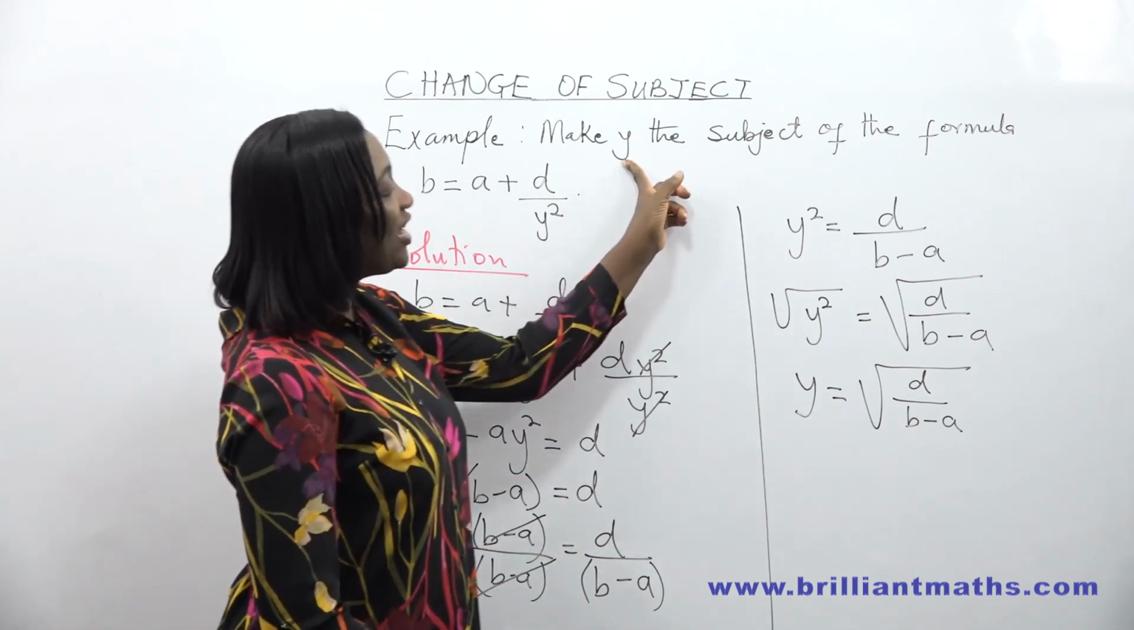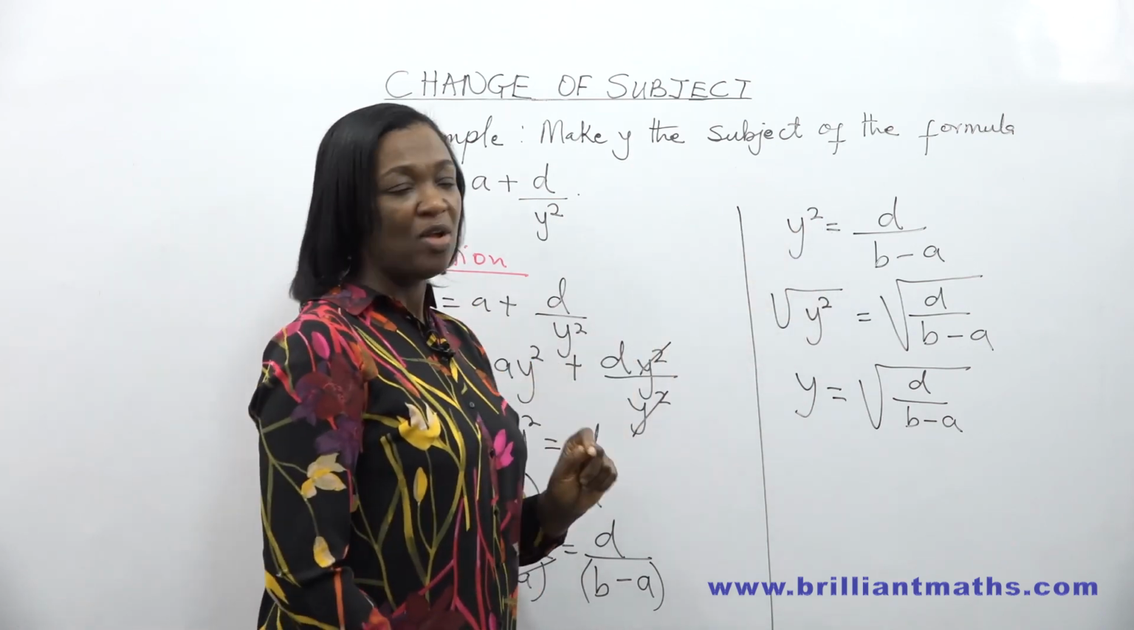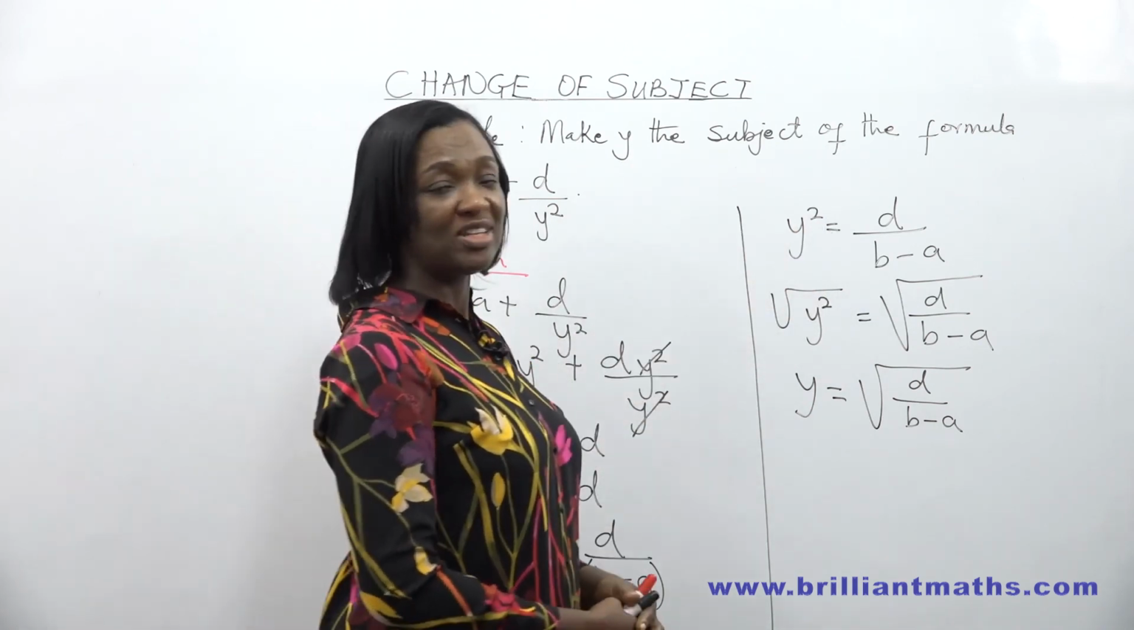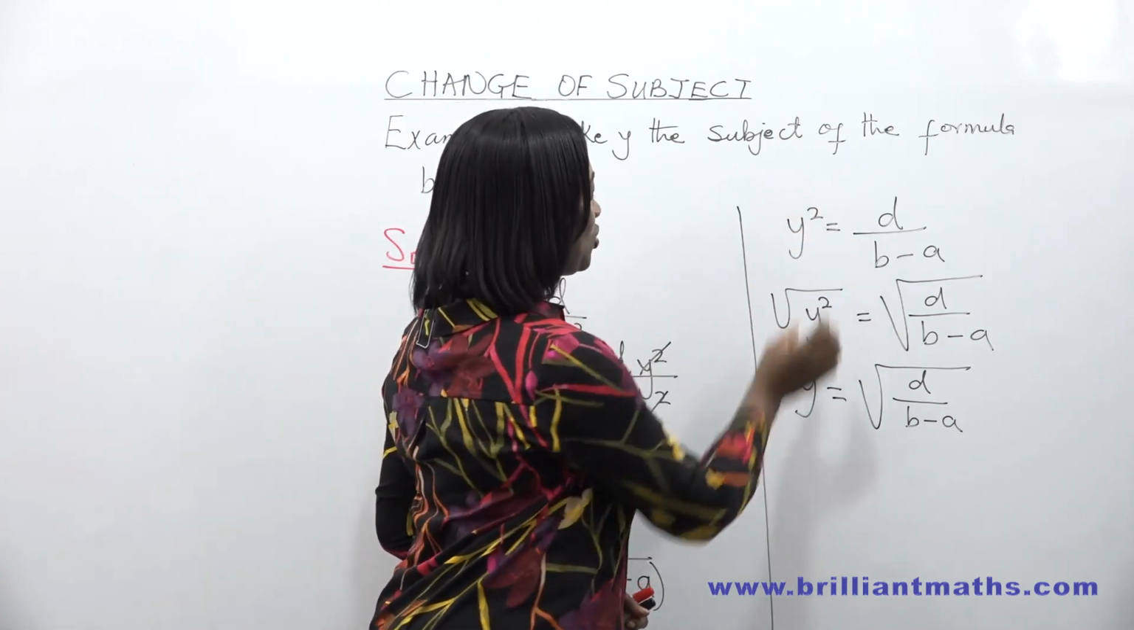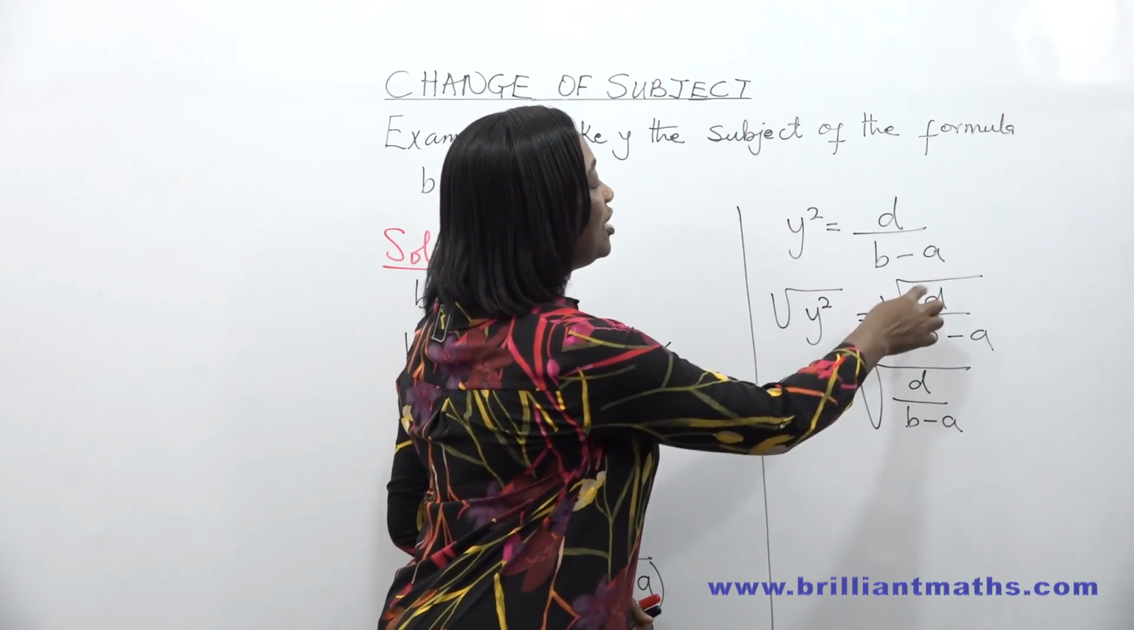Remember, we're making y the subject and not y squared. So how do we take away this square? We find the square root of both sides. The square root of y squared will give us y, and then it becomes the square root of d over b minus a.